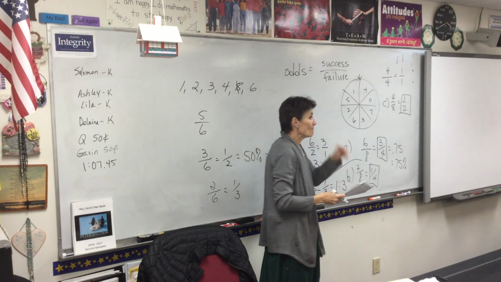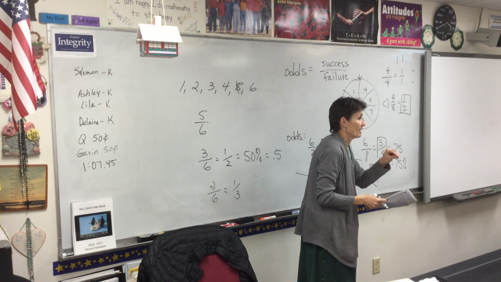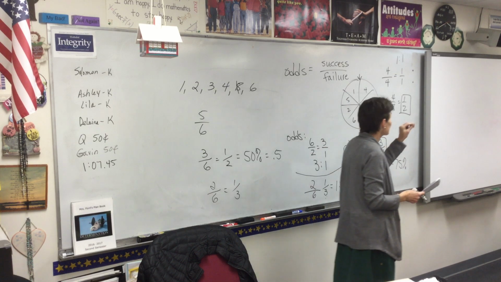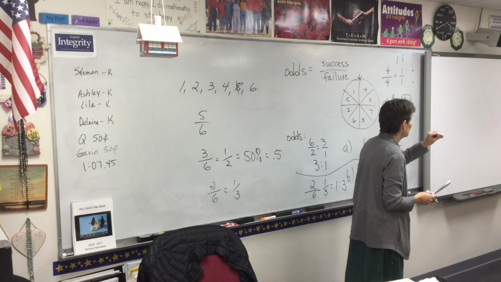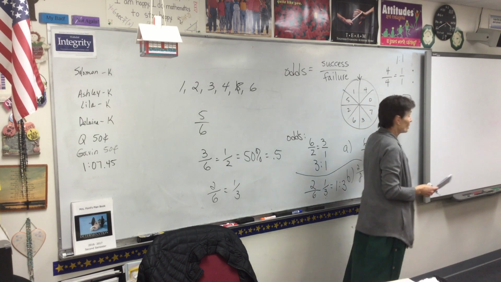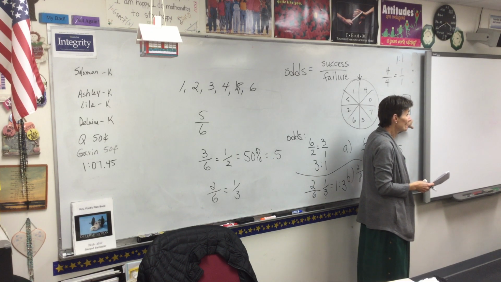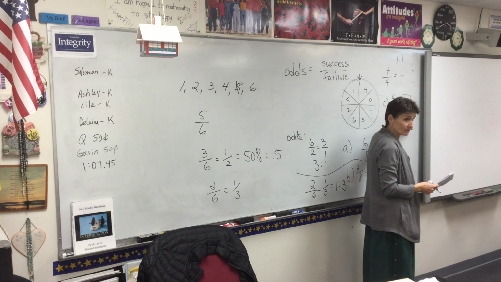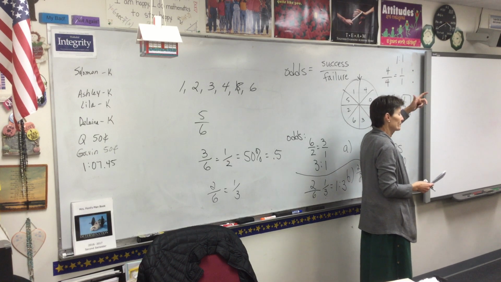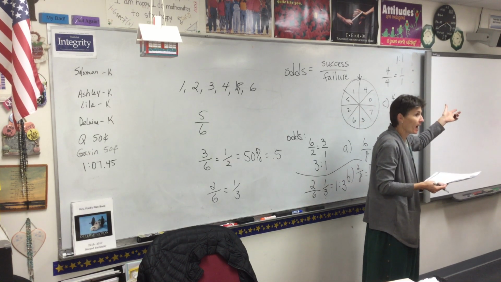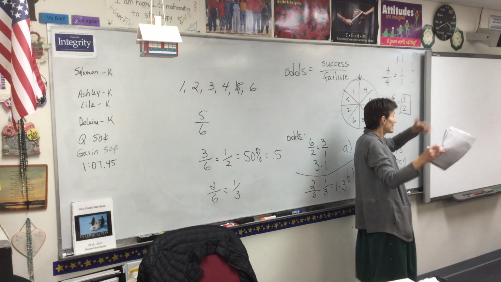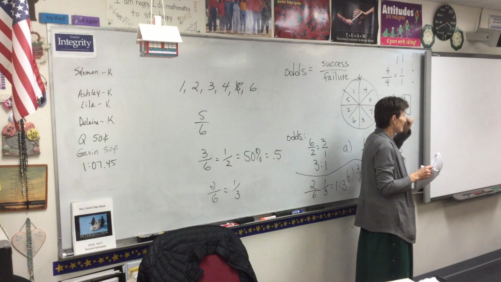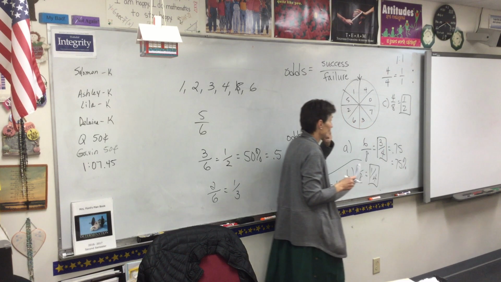Now, what does that mean? If the odds are 1 to 1, it means you have the same chance of winning as you do of losing, which is what a probability of 1/2 means, right? Right? So 1 to 1, those are called, ironically, even odds. It means you have the same chance of winning as losing if something's 1 to 1.